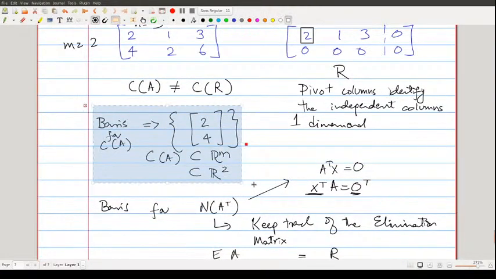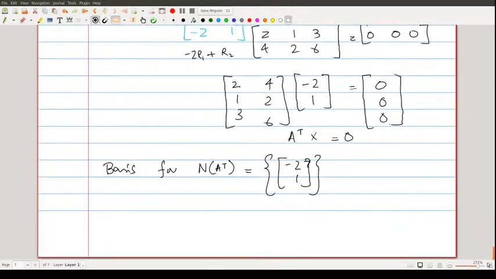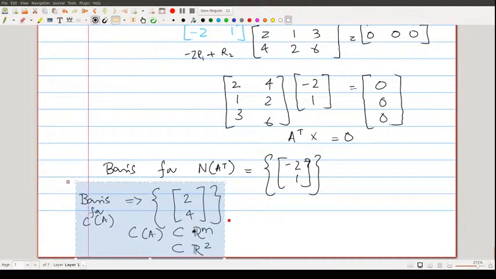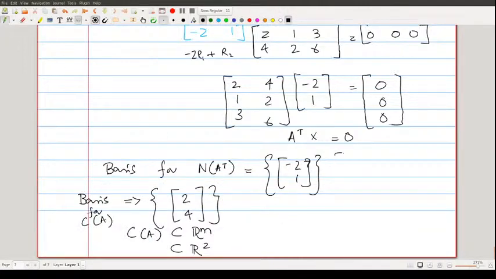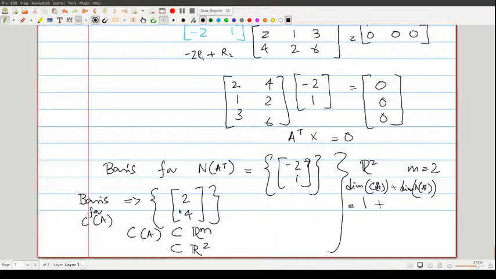So here it is. This is the basis for the column space. This is the basis for the null space. And we can immediately check that these two follow the same kind of thing. So we were in R2, so m was equal to 2. This is one dimensional, so the dimension of the column space of A plus the dimension of the null space of A transpose is equal to, this is one dimensional because I'm just counting the number of vectors in the basis, 1 plus 1, and it adds up to 2, right? So that's fine, it adds up to m.